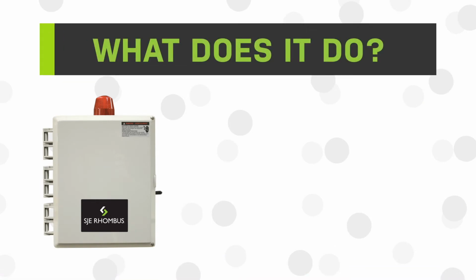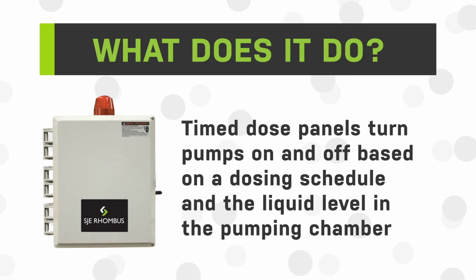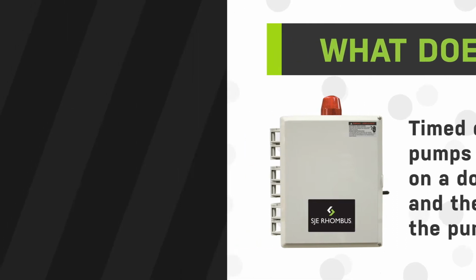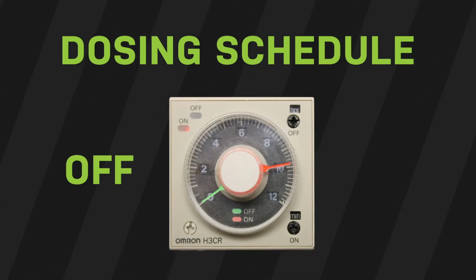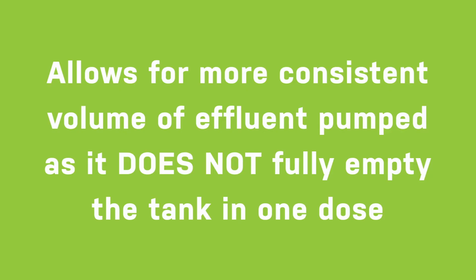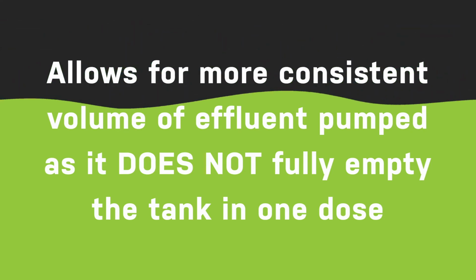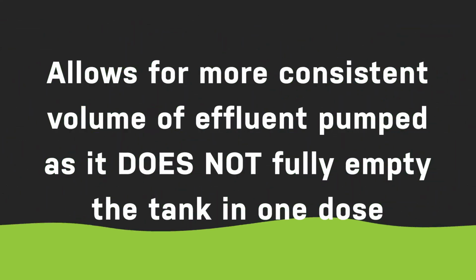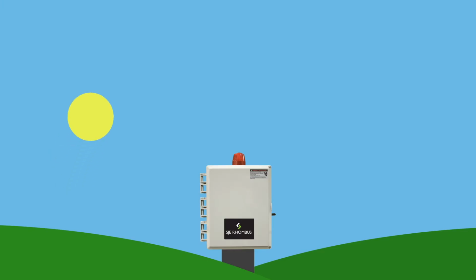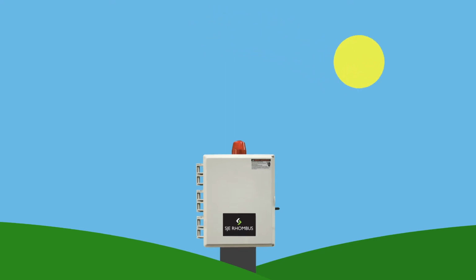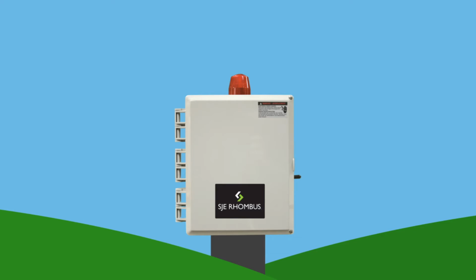What does it do? Time dose panels turn pumps on and off based on a dosing schedule and the liquid level in the pumping chamber. A dosing schedule is the combination of the off and on timer settings. This allows for a more consistent volume of effluent to be pumped as it does not fully empty the tank in one dose. A time dose control panel allows effluent to be pumped incrementally throughout the day to prevent oversaturating the leach field. Time dose panels can also trigger an audible visual alarm, letting you know when the liquid level in the pumping chamber reaches a certain level.